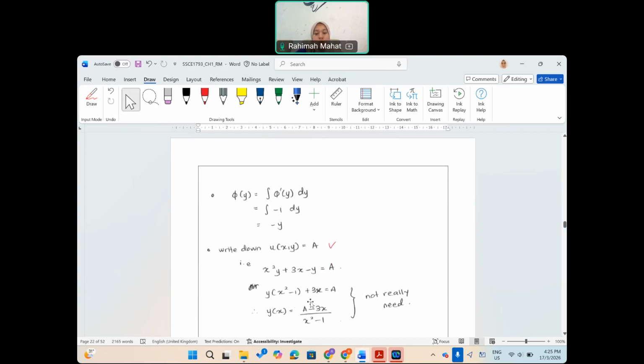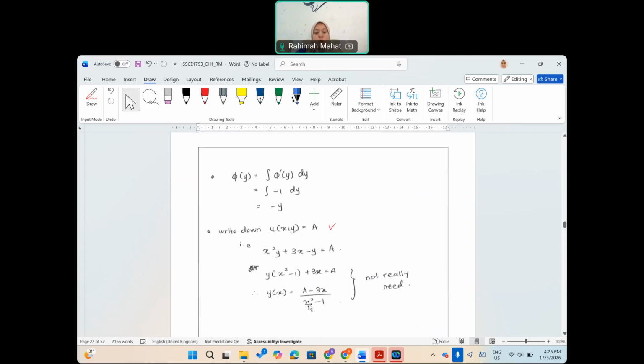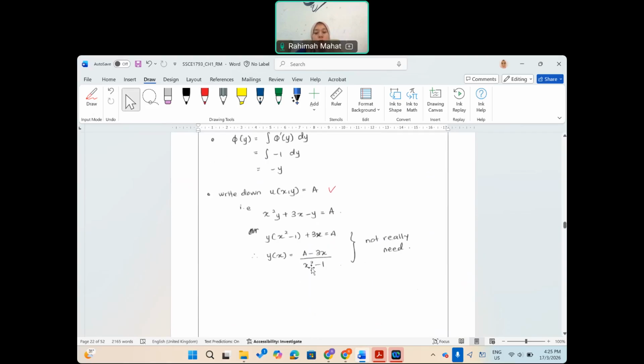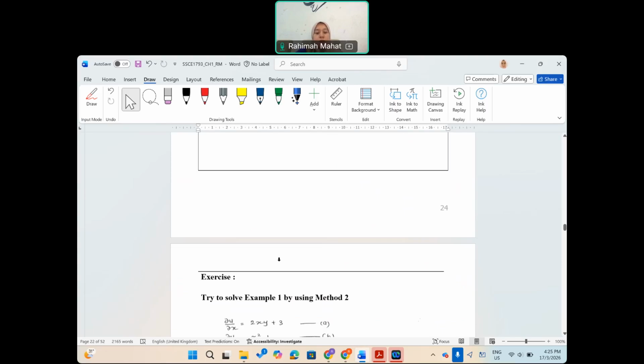And then you factorize your y. There are two y terms here, you factorize. Here you get y(x squared minus 1) plus 3x is equal to a. So your y is equal to a minus 3x over x squared minus 1. That is your final answer. That is for that example.